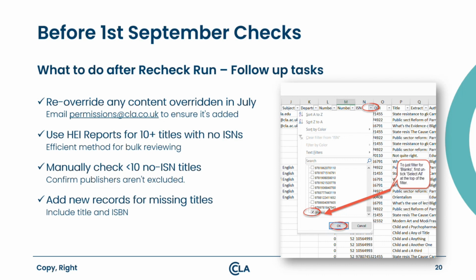You should also add new records for any titles not found in check permissions. So make sure to include both the title and ISN where possible. And don't forget to ensure EHES orders are pending. They'll be included in the recheck process.